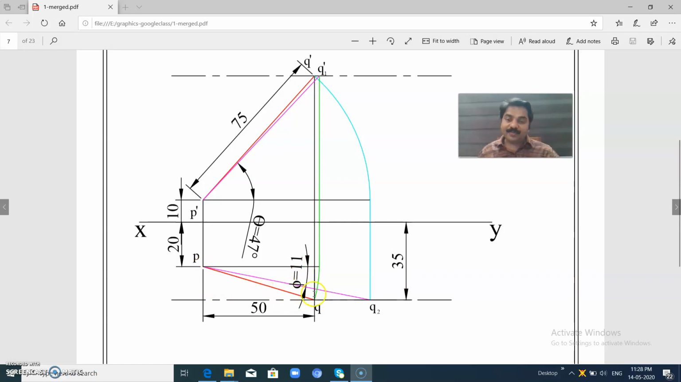Similarly, the top view PQ can be rotated and made parallel to the XY line at this point. This point may be marked Q1. From this point you can project to the front view locus. This is the front view locus. Join P dash with this point, and this point is named Q1 dash. The angle made by P dash Q1 dash with the XY line is called theta. Theta is the angle made by the line with the horizontal plane. The true length is either PQ1, P dash Q1 dash, or PQ2. All are the same. So this is the solution of the problem.